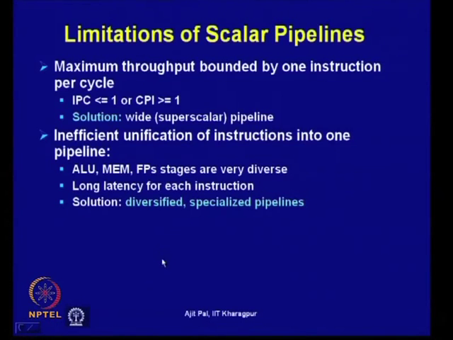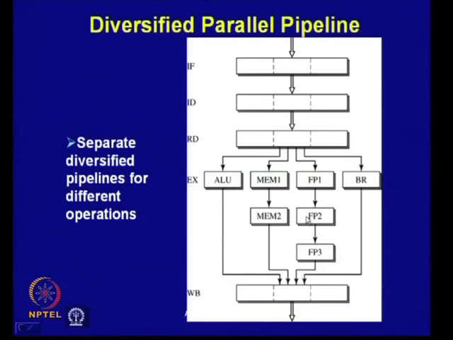Now, we have seen that inefficient unification of instructions leads to some problems, because we try to combine different types of pipelines which are not identical. So, ALU operation, memory operation. Instead of that we can go for diversified specialized pipelines as shown here: ALU through one pipeline, memory operation through another pipeline, floating point through another pipeline. Instead of trying to combine different types of instructions in a single pipeline, we can have separate diversified pipelines for different stages, and along with that we can combine superscalar execution.